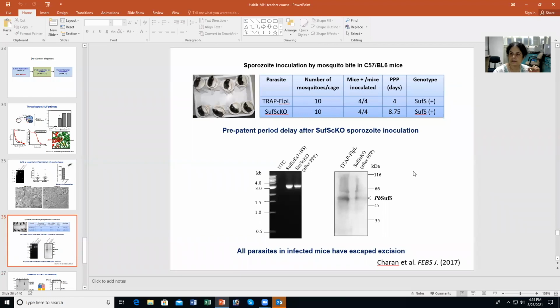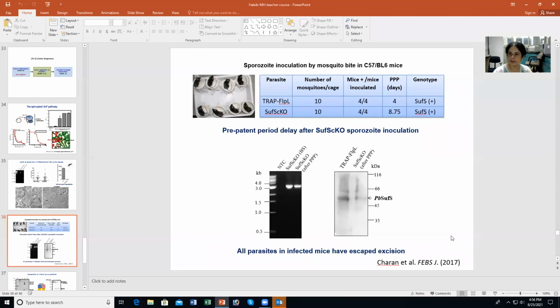So those limited small number of parasites can form sporozoites, and these can also cause infection, but the infection process is very slow because the numbers are very small. All parasites in the affected mice are only those parasites that have escaped the excision process, the knockout process. So basically, we could establish that SUF is essential, and if you knock out SUF, then the growth in the mosquito stage is severely compromised, and you don't have sporozoite formation, and you don't see salivary gland sporozoites.